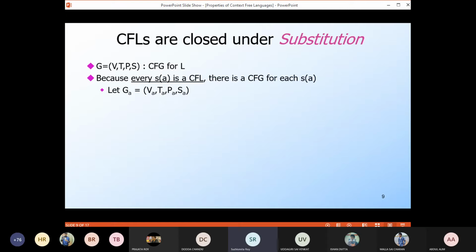The substitution for each symbol is itself a context-free language. So if A is a symbol, S_A is the substitution for A, and S_A itself is a context-free language. Since it's a context-free language, it is defined by a context-free grammar, G_A: V_A, T_A, P_A, S_A. So if there are n number of input symbols, how many context-free grammars are we getting here?